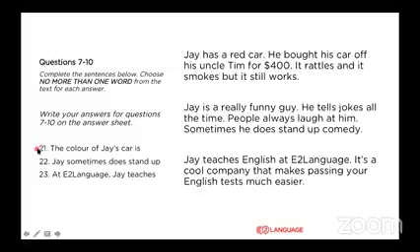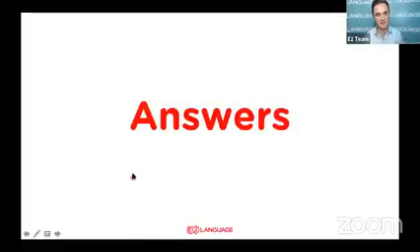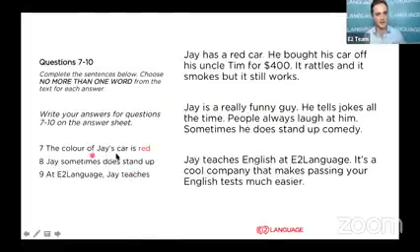Sorry, I just realized I didn't change the numbers here. Should be different numbers. Cool. All right, let's have a look at the answers. The answers are, well, we know that the color of Jay's car is red. This is a word taken directly from the text, and that's what you have to do in the IELTS. You don't create words. You take them directly from the text to complete the sentence, whether it's 1 word, 2 words, 3 words, etc. Number 8, Jay sometimes does stand-up what?